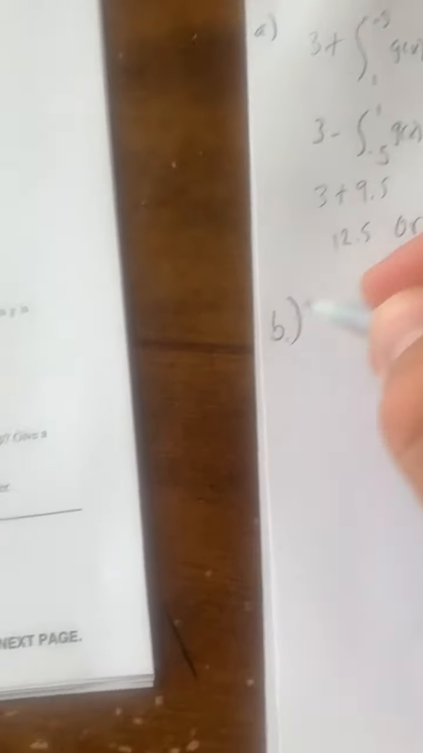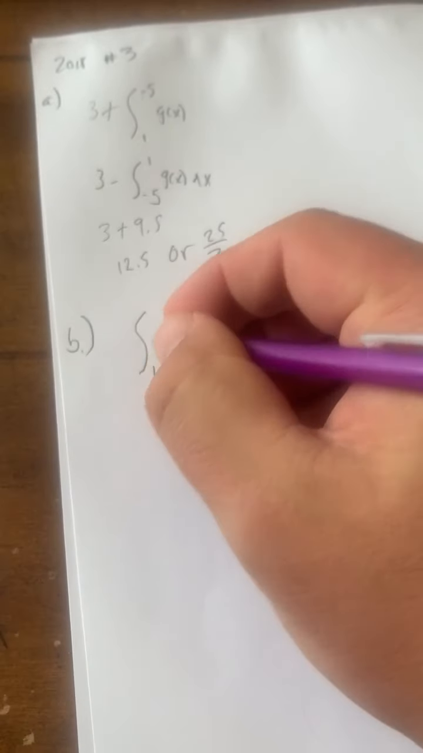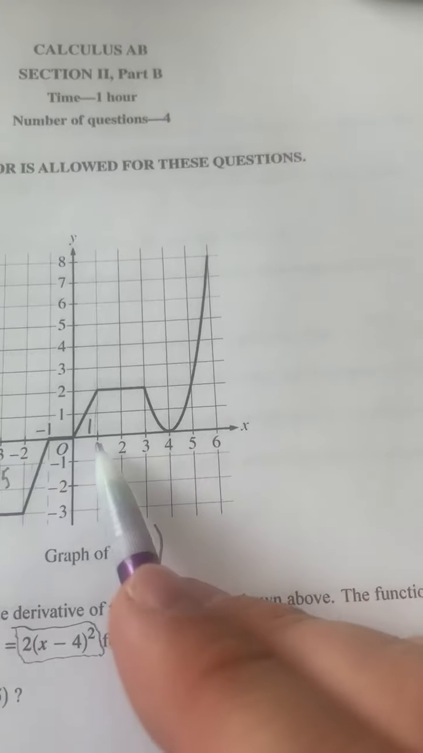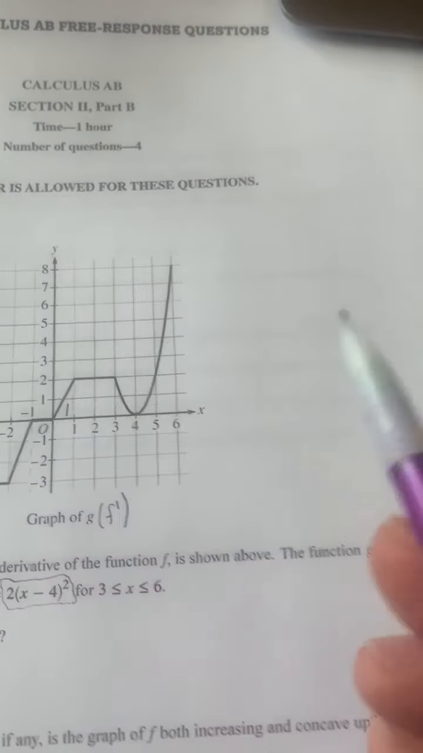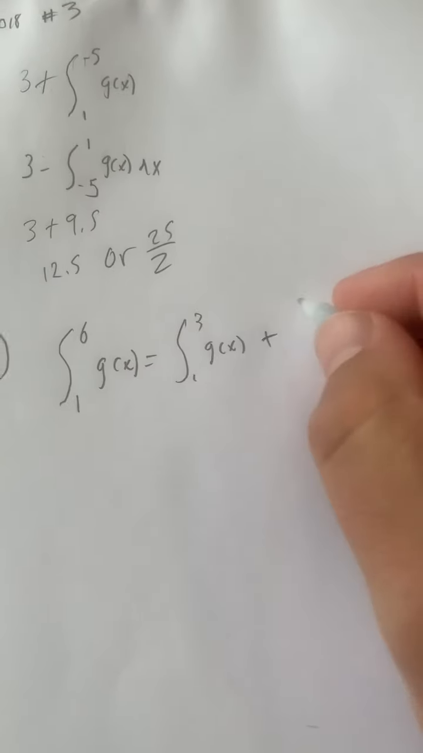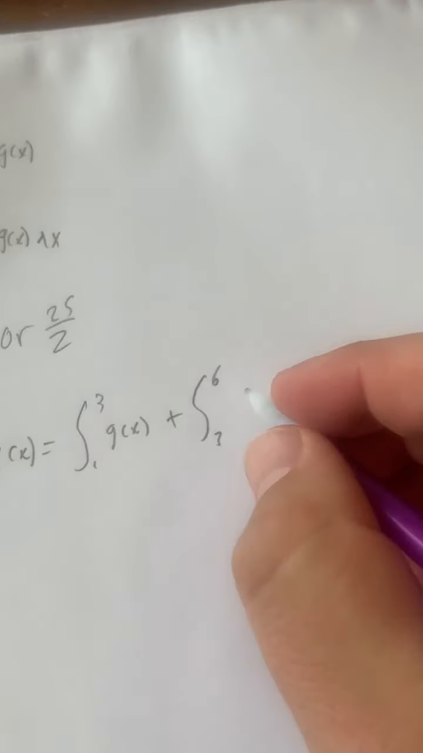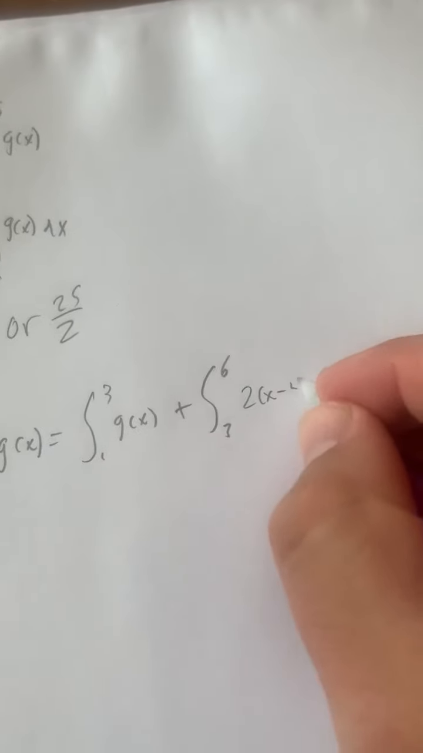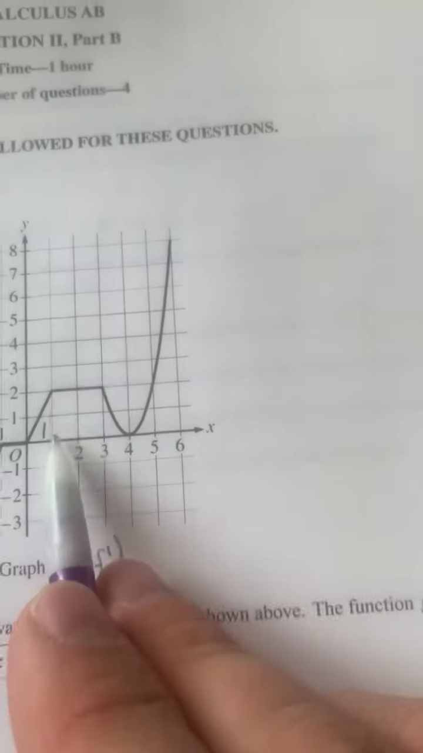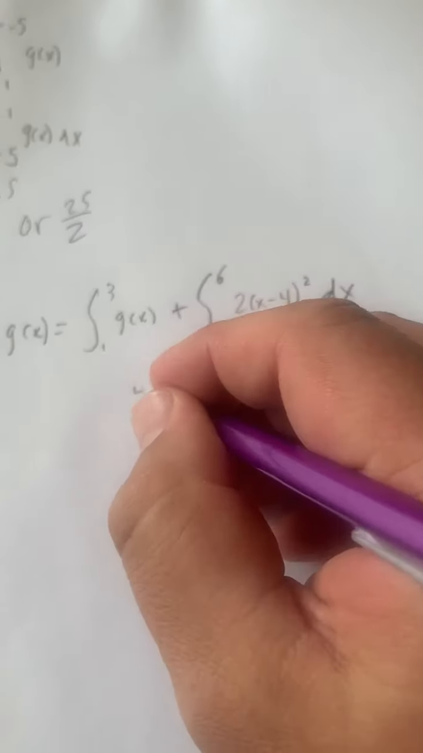Okay. Part B says evaluate the integral from 1 to 6. So if I'm going to do from 1 to 6 of g of x, I'm going to have to split it into pieces. So I'm going to go from 1 to 3, and then from 3 to 6. They're different pieces here. And from 3 to 6 is going to be that function, 2x minus 4 squared dx. So this part I'm just going to look. From 1 to 3, that's just an area of 4.